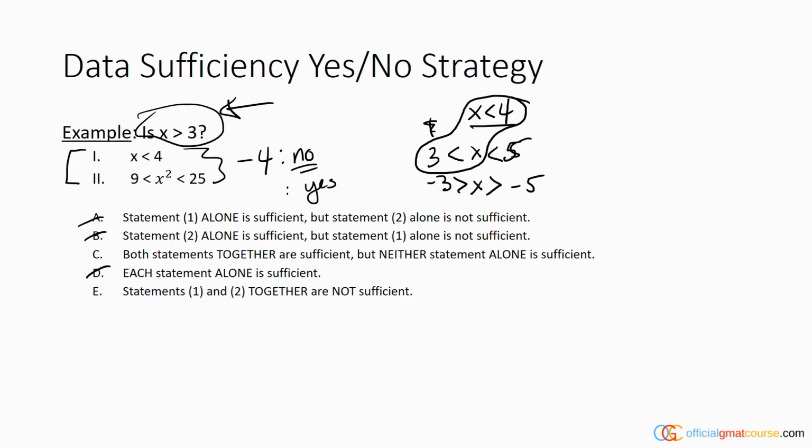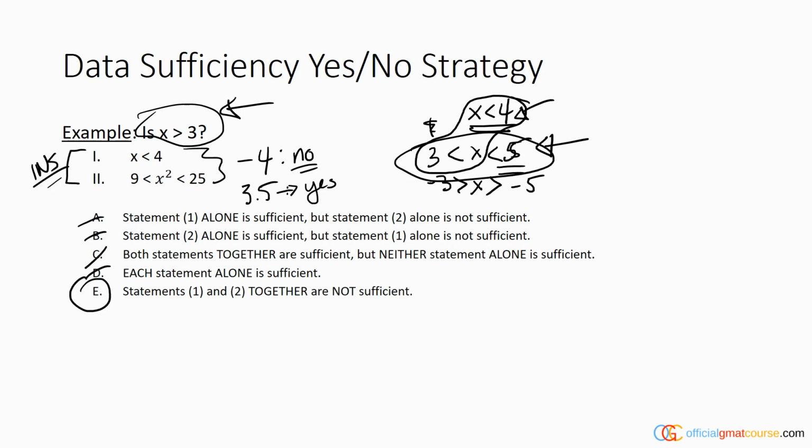So this is really constraining the top of this rule, because I no longer care about the less than 5. If it's less than 4, it's definitely less than 5. So the number 3.5 is a number that falls in that range. It's less than 4, but it's in this range. So this would give me a yes answer, x is greater than 3, and that is why this is also insufficient when taken together, which means answer choice C is out and our answer is answer choice E.